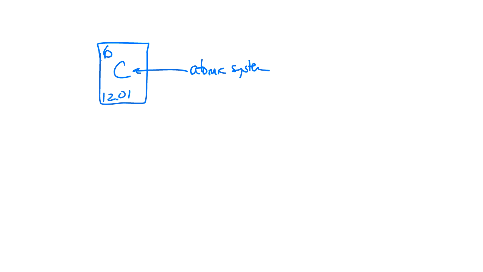Now, the number that's typically at the top, that goes in numerical order across the periodic table, is the atomic number. The number down here that's a larger number is the atomic mass.